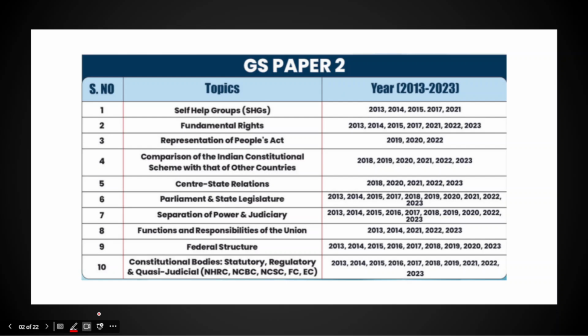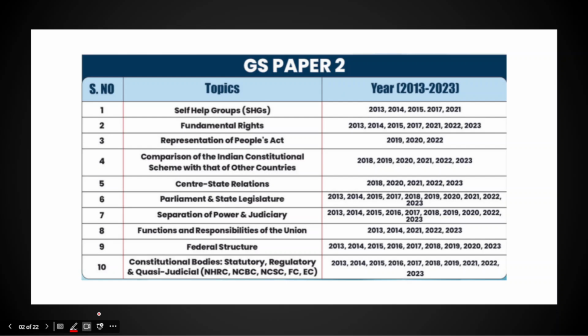You should understand one thing, that in Gender Studies paper 2, governance and social justice are two topics that are a part of the paper. And apart from governance and social justice, we have also discussed Indian constitution, Indian polity and international relations. From the governance point of view, one very important topic is self-help groups. You should adequately prepare for this topic, and we will also discuss self-help groups in our coming lectures.